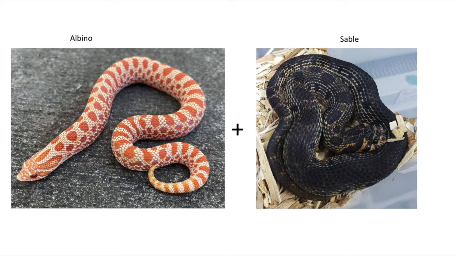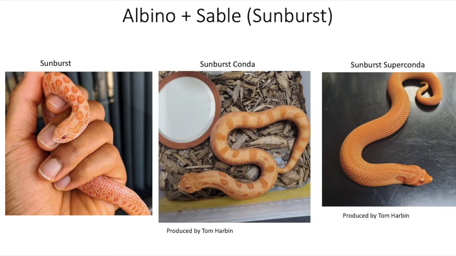Next up, we're going to combine the albino plus sable. So sable is one of the melanistic genes that we have in hognose snakes. It produces a really dark hognose, and it varies. Some of them are more of a reddish color, some more of a greenish color, but basically sable is going to produce a dark hognose. So when you make this combination, you produce one of my favorite morph combinations called the Sunburst.